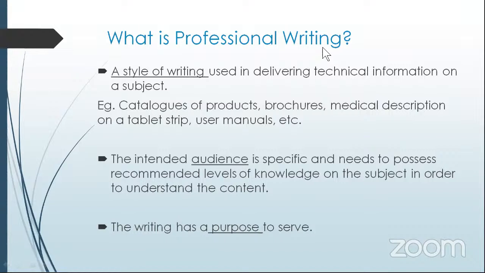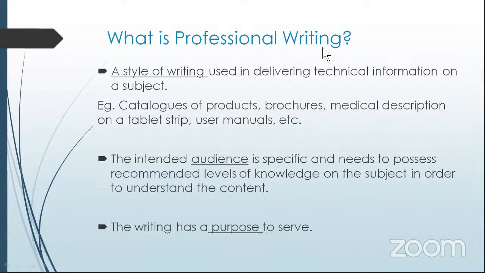So the first thing that is important in professional writing is the style of writing, the one which you just mentioned about being systematic and formal and everything else. Okay, so what do you do? It's a style of writing used in delivering technical information on a subject. Now, is that a satisfactory sort of definition? I won't call it a definition. Is it a satisfactory explanation for you? A style of writing used in delivering technical information on a subject? Yeah, it's an approach, I can say. Yeah, it's an approach. Yes.